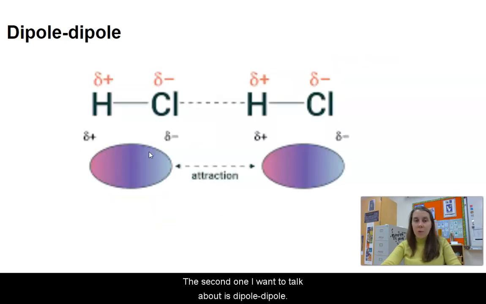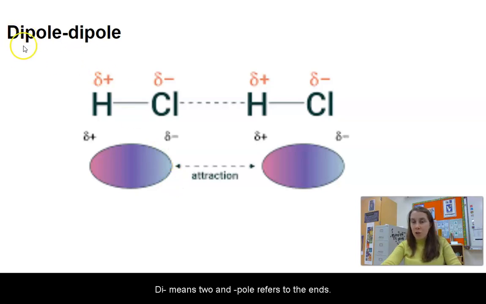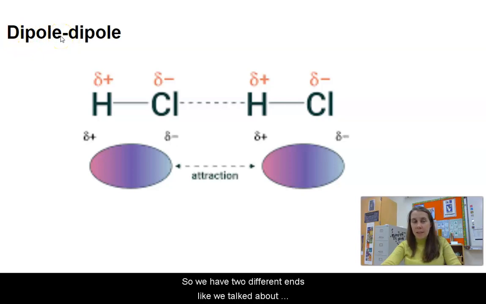Okay, so the second one I'm going to talk about is dipole-dipole. Di means 2, if you remember, and pole means the ends. So we have 2 different ends, like we talked about with our polar molecules. All right, and because we have those 2 different ends with 2 different charges, they can be attracted to each other. So the Cl could be attracted to the H from this other molecule. All right, and you could get a whole network of interactions like that, like we saw with the water in the beginning.